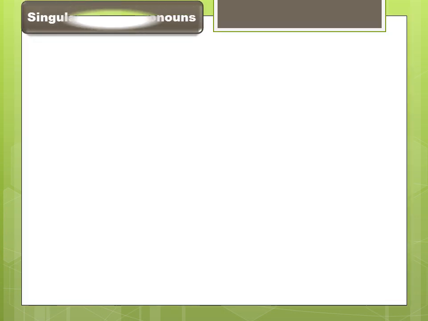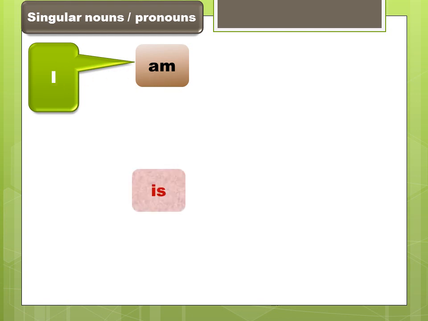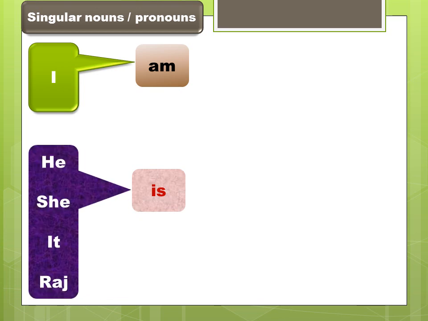Now let's understand how to use the auxiliary verbs is, am or are. Here we have am. Am is used with the singular pronoun I: I am. Is is used with he is, she is, it is, Raj is.